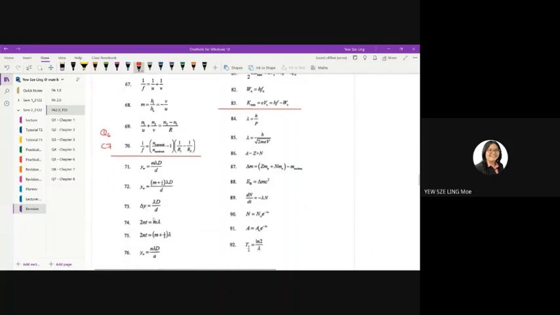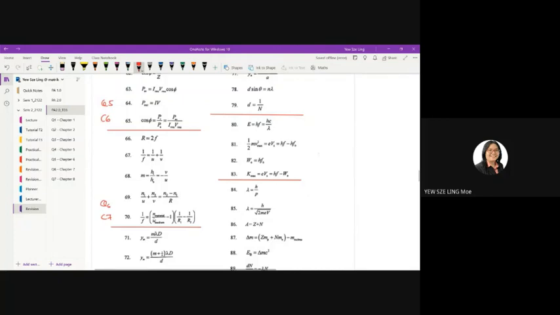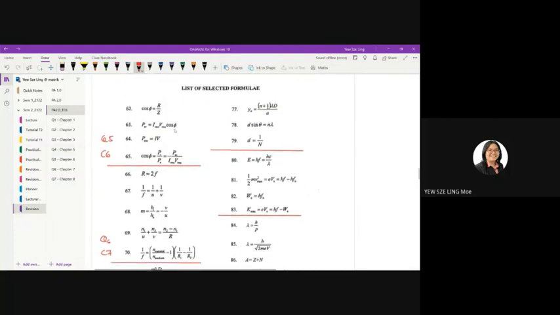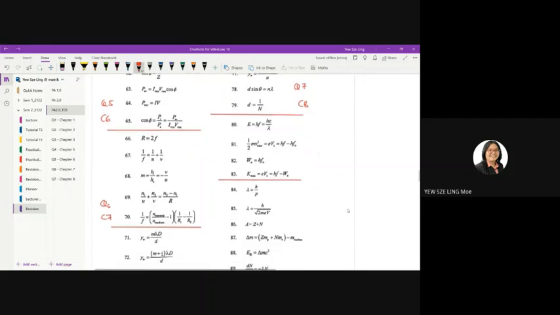And then for equation 71 until equation 79, that is the equation from chapter 8, and you are going to use it in your question 7. And then equations 80 until equations 83, that is the equation from chapter 9, where you're going to use it in question 8.